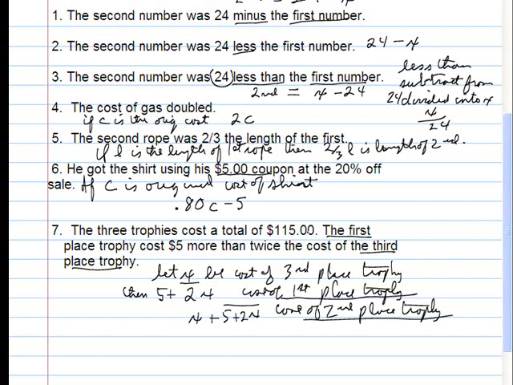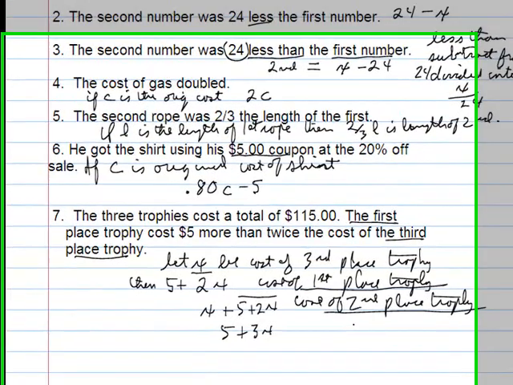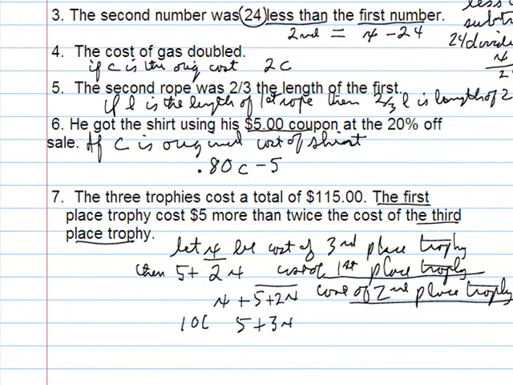So our principle was, if two things total 115 and one of them is X, the other one is 115 minus X. So here we have two things that are 115, and one of them is 5 plus 3X, which is what you get when you simplify this. So the other one, the cost of the second place trophy, would be T minus the cost of the other two trophies. So that one you need to think about for a bit.